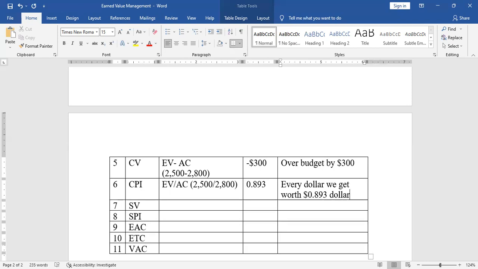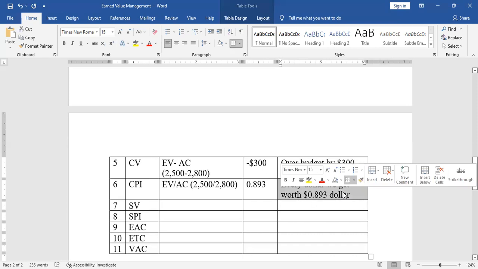So you're overspending. You're spending $1, but the value of the work that you're getting is 89 cents. You're overspending. So these two have agreed. The variance suggested that you're overspending, and the cost performance index suggested that you're overspending.